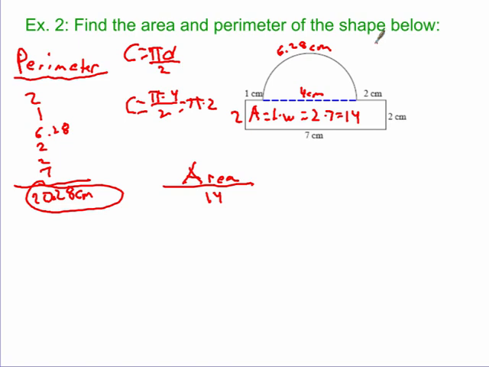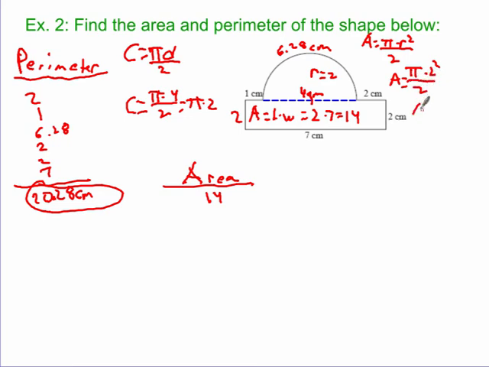Now for the circle, it's a half circle. Area of a circle we know is pi times r squared. And because this is half a circle, we're just going to divide by 2 at the end. Radius is half the diameter. Now I know the diameter of this circle. Distance from here to here is 4. So half the diameter, that's 4 divided by 2. That's 2. So the radius equals 2. That's important that we know that. So we're going to plug that into our formula. Pi times 2 squared divided by 2.